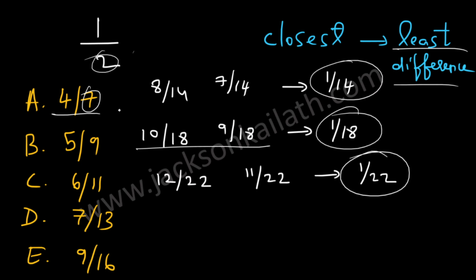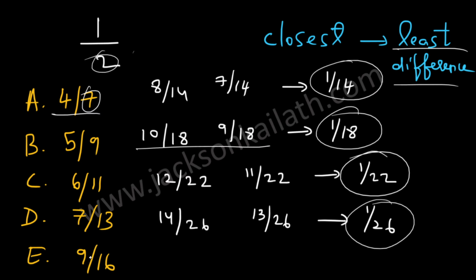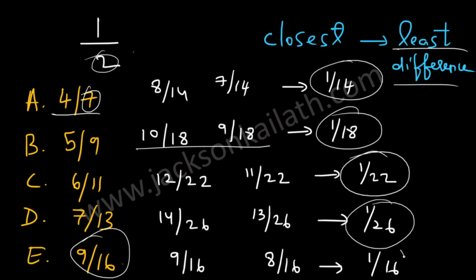Over here, I have 7 by 13 and 1 by 2. That's 14 by 26 and 13 by 26. The difference is 1 by 26. And over here, 9 by 16 and 1 by 2. So over here, the LCM is 16 itself. So let's maintain 9 by 16 as 9 by 16, and 1 by 2 can be written as 8 by 16, and the difference is 1 by 16. Now we just need to compare these 5 numbers.